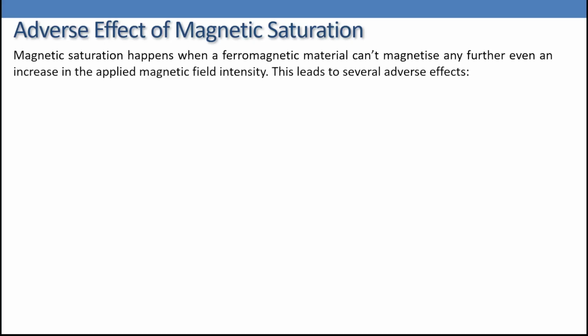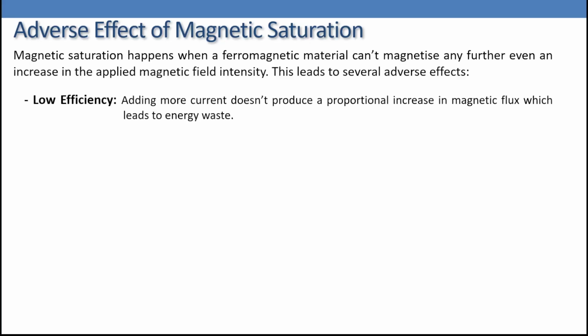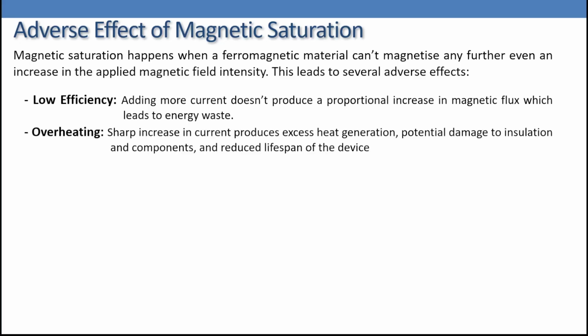So magnetic saturation happens when a ferromagnetic material cannot magnetize any further, even with an increase in the applied magnetic field intensity. This leads to several effects. We're going to look at them one by one. Definitely low efficiency, because adding more current does not produce a proportional increase in the magnetic flux, which leads to energy waste. So definitely you are going to have low efficiency.